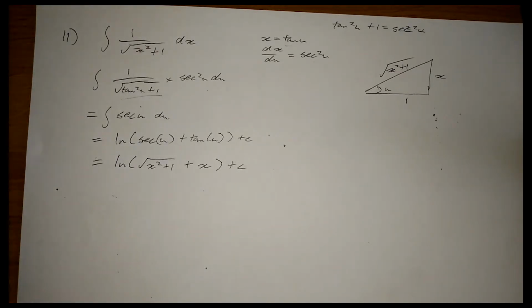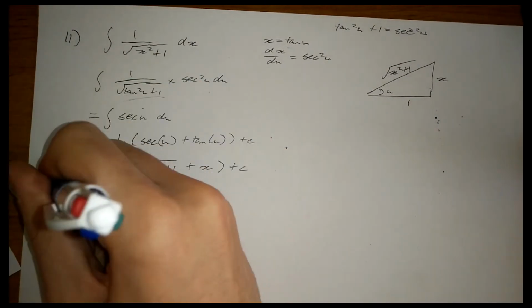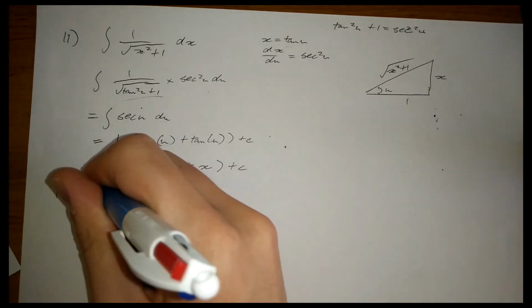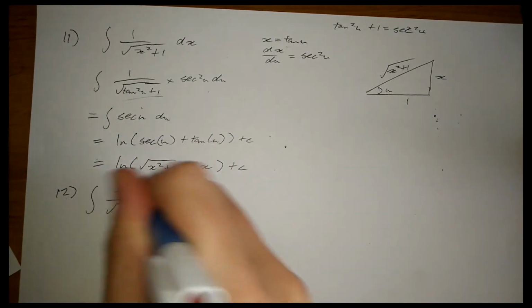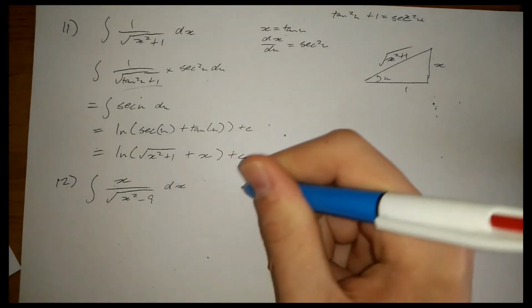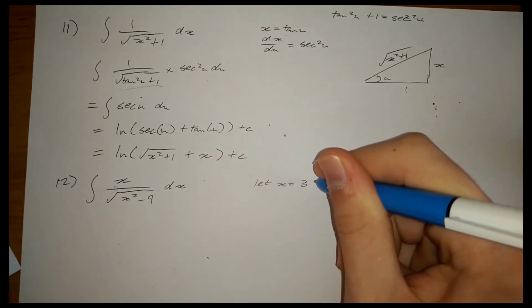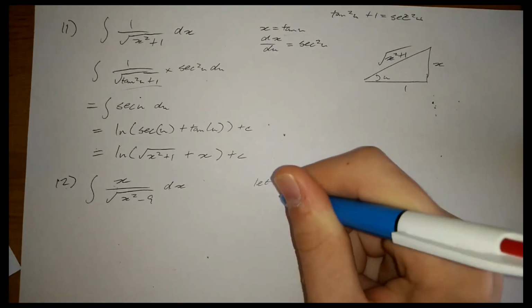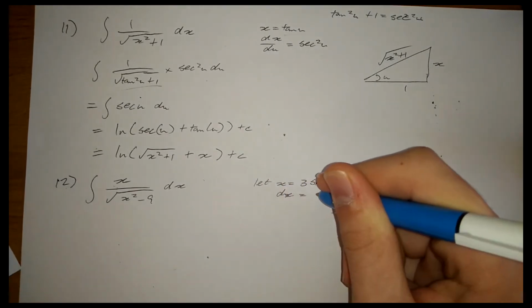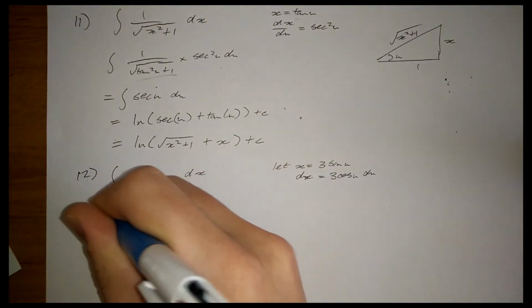Trying to find it. Okay. Was that? Yeah, that's number 12 now. The integral of x over the square root of x squared minus 9 with respect to x. So we let x equal 3 sine u, dx equals 3 cos u du. Hence we can just substitute that in.